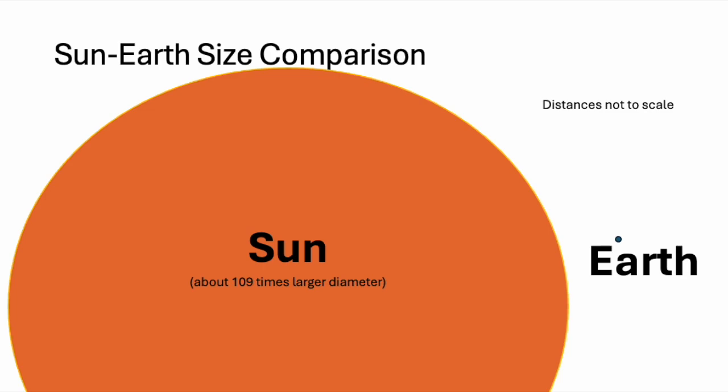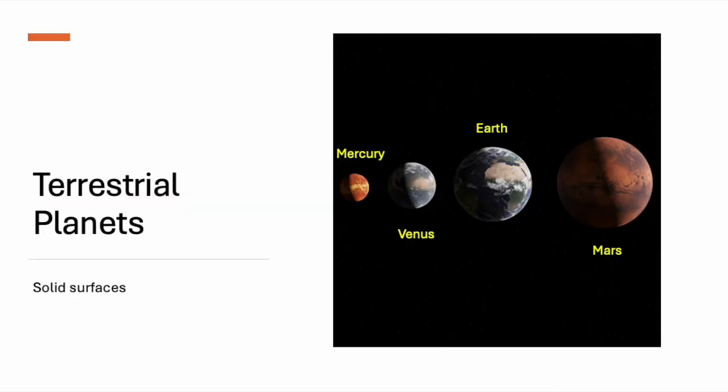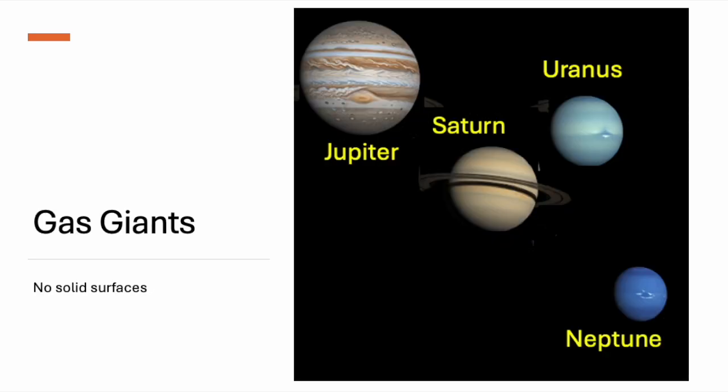Now let's take a look at the planets. The planets are large spherical objects that orbit the Sun. They can be divided into two main categories: terrestrial planets and gas giants. Terrestrial planets like Mercury, Venus, Earth, and Mars are rocky and have solid surfaces. Gas giants like Jupiter, Saturn, Uranus, and Neptune are mostly made of gas and have no solid surfaces.